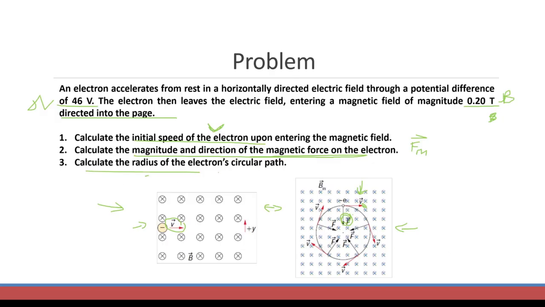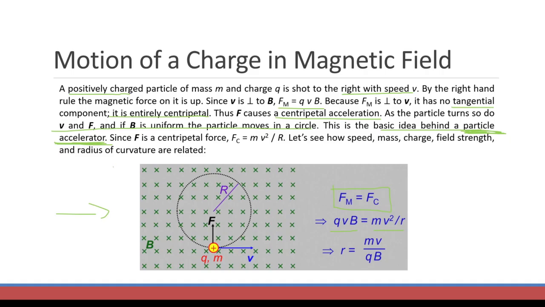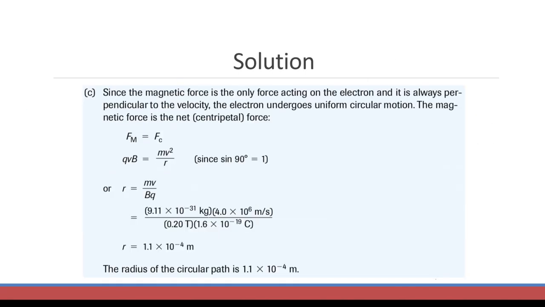The last part is calculating the radius of the electron's circular path. And so in the last slide, we had just seen this in our particle accelerator. We had said that in this situation, Fm equals Fc, and we can derive our formula right here. And we said that radius is not easily measurable, especially for a charge. So this formula is very useful for measuring that radius, since it would be hard to measure. And so we have our formula here.